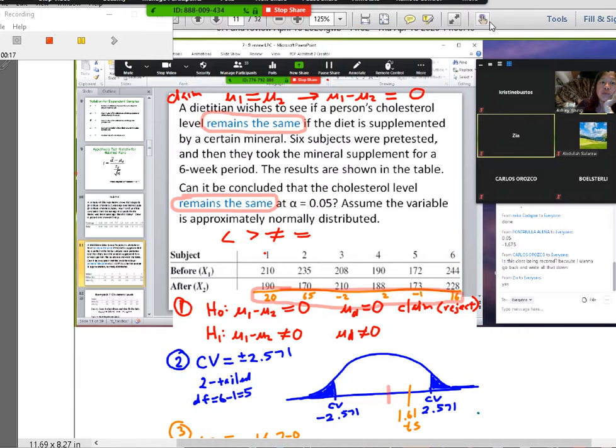We're going to take a look at this problem. So again, remains the same.